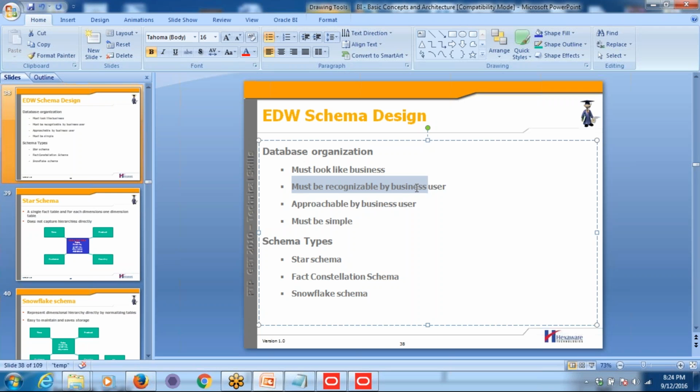So it must be recognizable by business user. That's what it should be: business user friendly, approachable by business user, and it must be simple. And there are different types: star schema, fact constellation schema, snowflake schema. These are the 3 different types. We will see one by one.